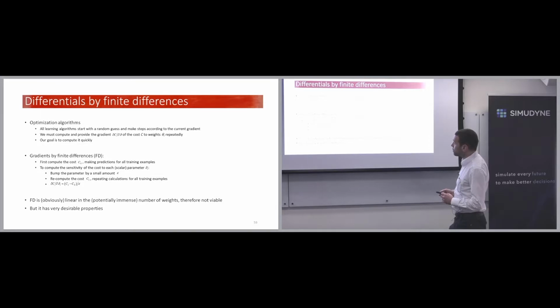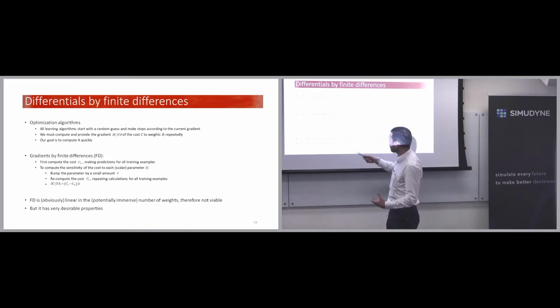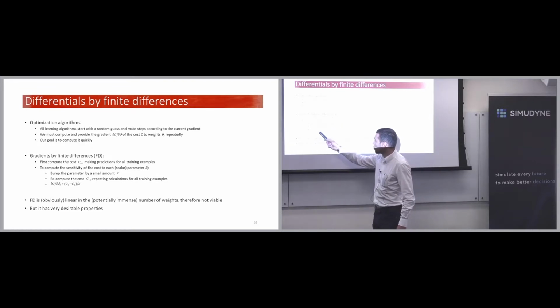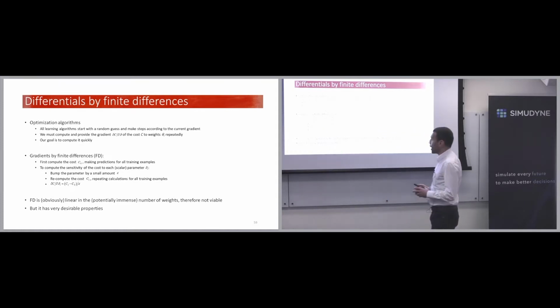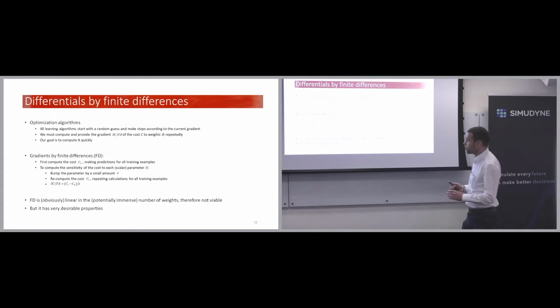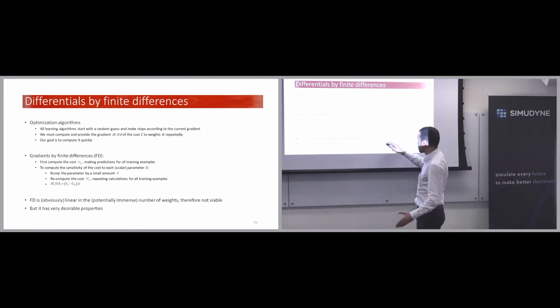So the reflex, if we don't know anything about it, and we are just faced with this problem of maybe implementing neural networks for the first time in our lives, could be to go for finite differences. So compute a cost C0 with the current weights, making predictions for all my training examples, and compute the sensitivity of the cost to each scalar parameter theta i. So for each component of theta, I bump this parameter by a small amount epsilon. We compute the cost, call it C1, and approximate my derivative by C1 minus C0 over epsilon. FD is obviously linear in the potentially immense number of weights, therefore it is not scalable.